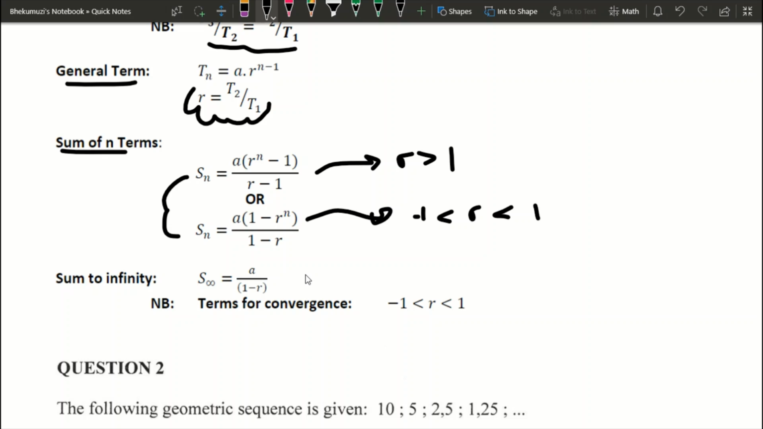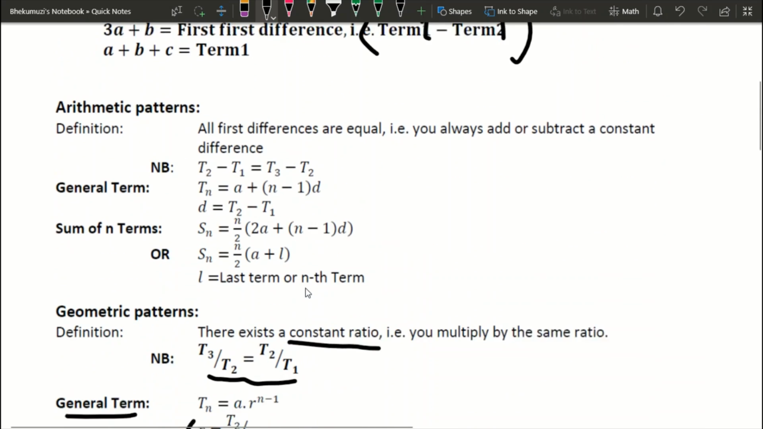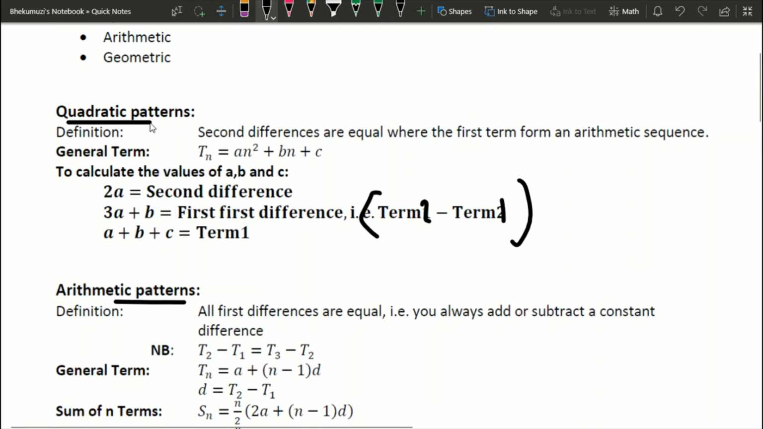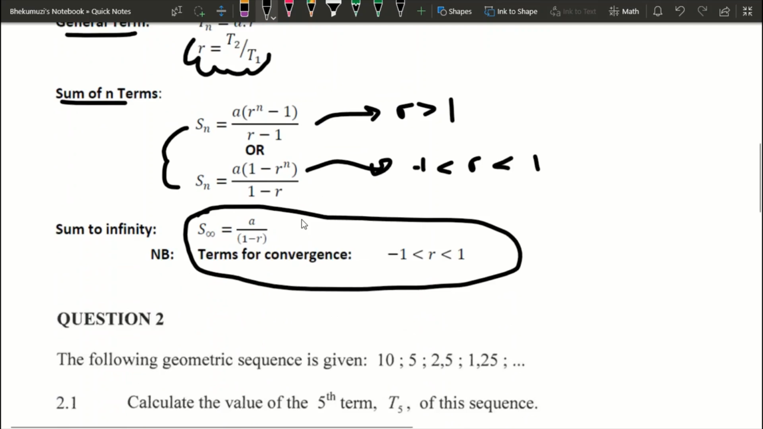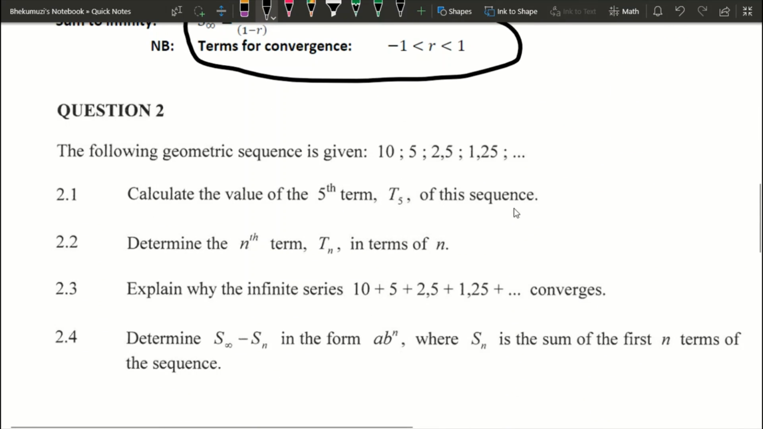Then you look at the sum to infinity. Now look at this. This only applies to geometric patterns, not arithmetic patterns, not quadratic patterns, only geometric patterns. So you can only use the sum to infinity for geometric patterns. And then we have the first question.